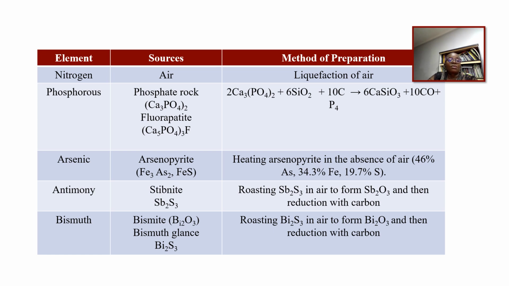For arsenic, the source is arsenopyrite, and heating arsenopyrite in the absence of air will obtain arsenic. For antimony, the source is stibnite. When we roast stibnite in air, we form antimony trioxide, and then reduction with carbon will form antimony. And bismuth is from bismuthinite. Roasting bismuth ore in air forms bismuth trioxide, and then when we reduce with carbon, we form bismuth.